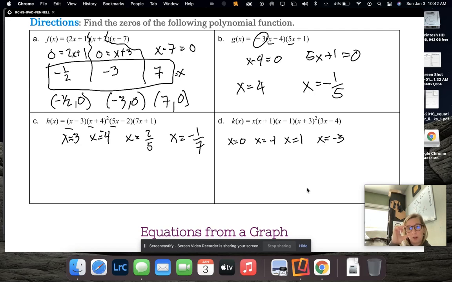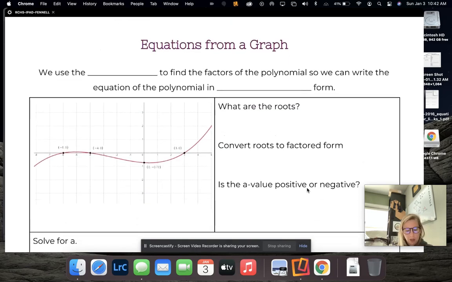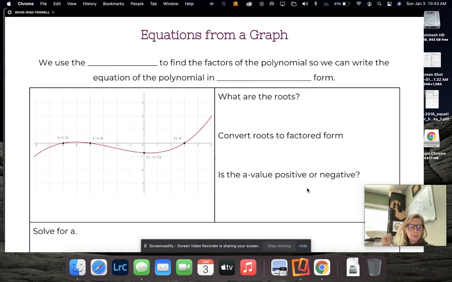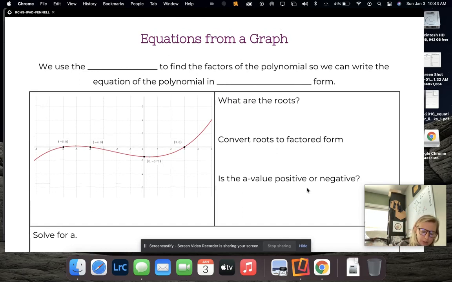Creates like a little quadratic, a mini quadratic on the x-axis. And then last but not least, this would be x equals 4 over 3. Okay, so we're going to use the x-intercepts or the roots to find the factors of the polynomial so we can write the equation in factored form.